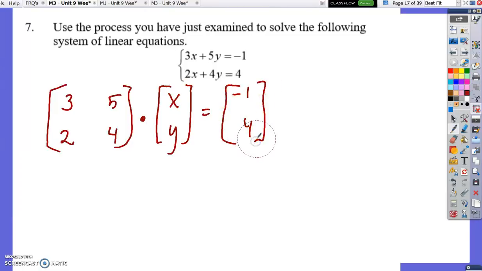The first thing you need to do is rewrite it. The second thing you need to do is find the inverse of this. So next thing I'm going to do is find the inverse of this. Then I'm going to multiply both sides by the inverse to get my answer. Good luck to you, and we will talk about the answer to this equation on Monday.